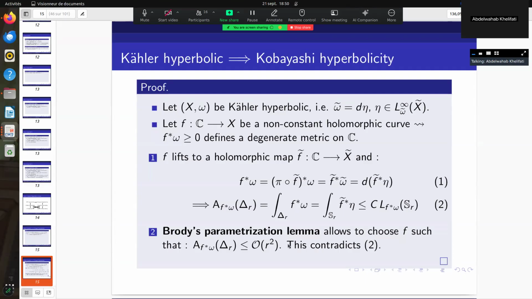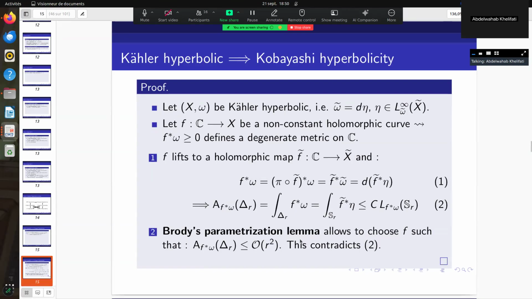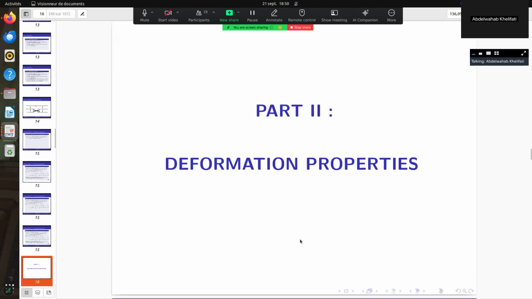Okay, because actually I could have supposed that f is of finite order, as I said, by Brody's reparameterization lemma. And the other proofs go like this: when you want to show that a metric hyperbolicity property implies a geometric hyperbolicity property, it generally goes this way. Okay. So this was my first part.